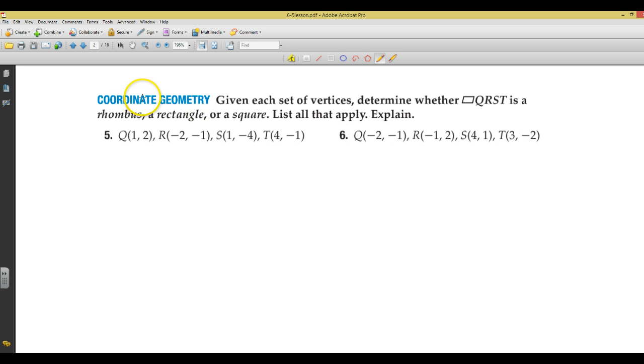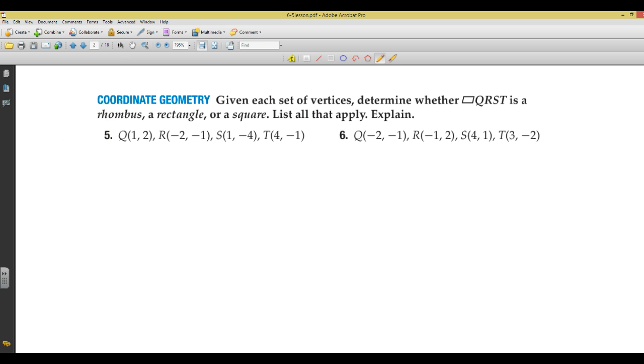Okay, given each set of vertices, determine whether parallelogram QRST is a rhombus, a rectangle, or a square. List all that apply and explain. So, the first thing that we want to check for is a right angle at the intersection of two sides, because we have a theorem that states that if a parallelogram has a right angle, then all four angles will be right angles, which will mean that a parallelogram with four right angles is a rectangle. So we're first checking to see if it is a rectangle.